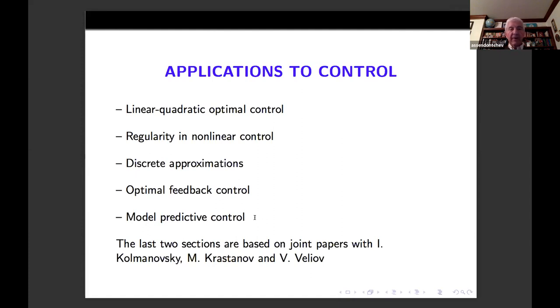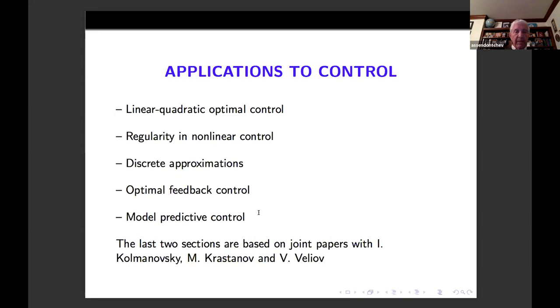And finally, I'm very much tempted to include something about model predictive control. This is a booming area where so many new mathematical problems appear, in particular problems in finite dimensional optimization, but mainly problems in optimal control. What is model predictive control? It's hard to describe in the 5 minutes I have, but this is something very intriguing for mathematicians.